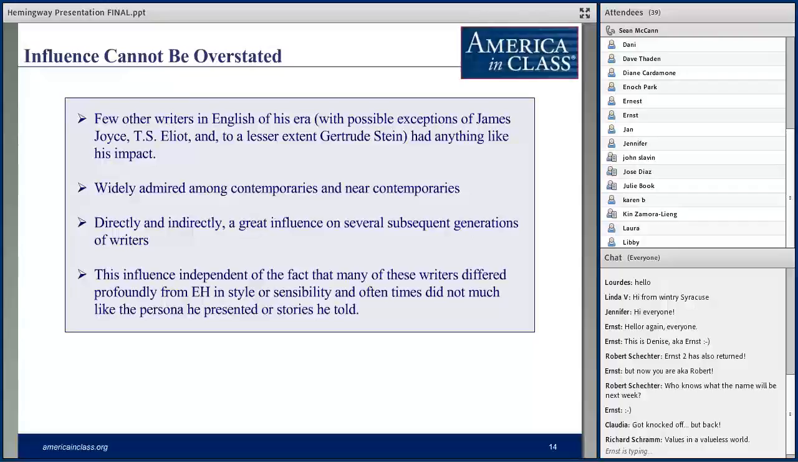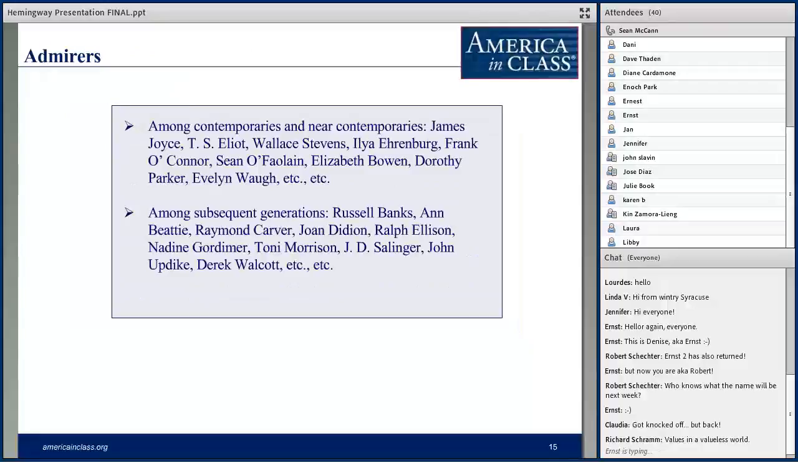So just to make this point concrete, even people who don't much like Hemingway as a person, and don't much like what he seems to stand for as a writer, nevertheless often admire him quite deeply. And in this respect, his influence cannot be stated strongly enough. Probably with the possible exceptions of Joyce and Eliot, and maybe in a different way Gertrude Stein, nobody of his generation has anything like the impact that he does on his contemporaries and successors. Among the people, and I hope this list, which is very far from complete, will give a sense of the diversity of kinds of writers who might appreciate him.